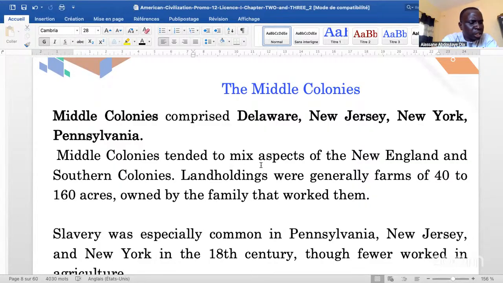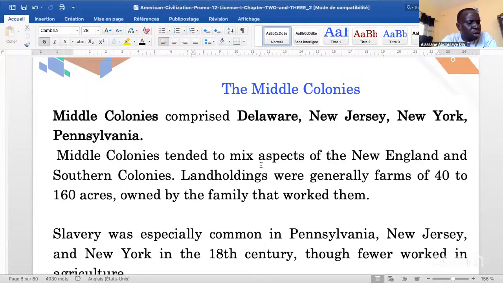I move to the second group, the middle colonies. What are the middle colonies? The middle colonies are composed of Delaware, New Jersey, New York, and Pennsylvania. Here again, if I ask you to what group of colonies Delaware, New Jersey, New York, and Pennsylvania belong, tell me it is the middle colonies. Or if I ask you what colonies compose the middle colonies, tell me it is Delaware, New Jersey, New York, and Pennsylvania.